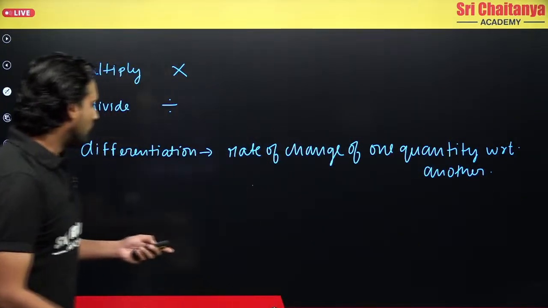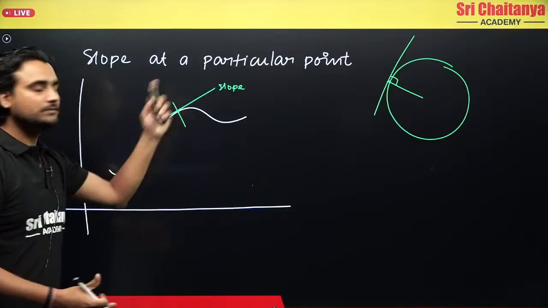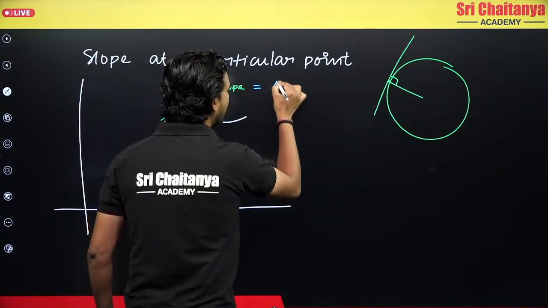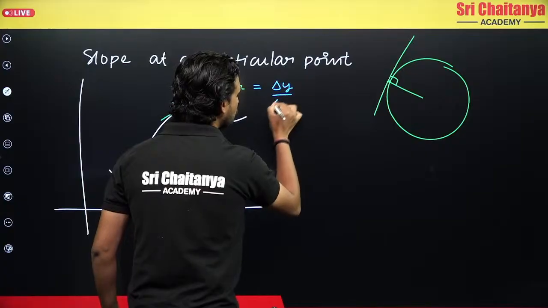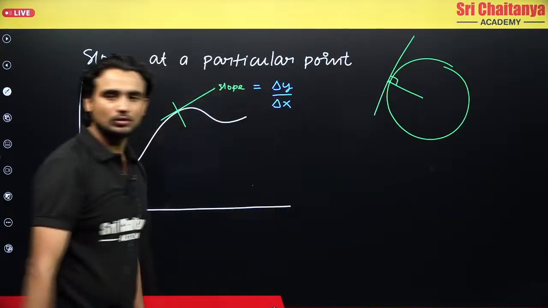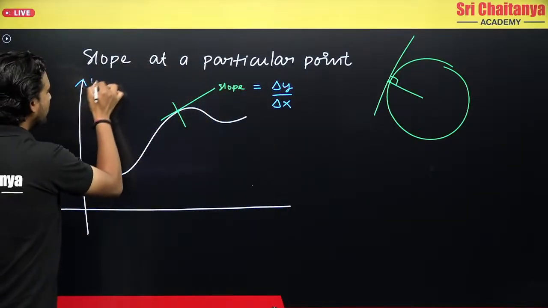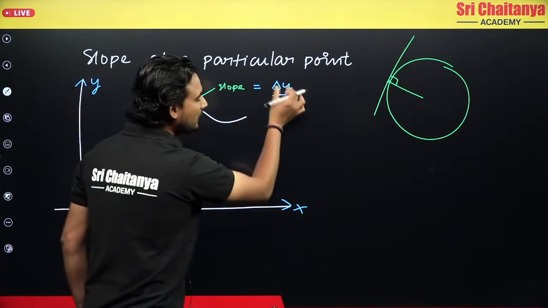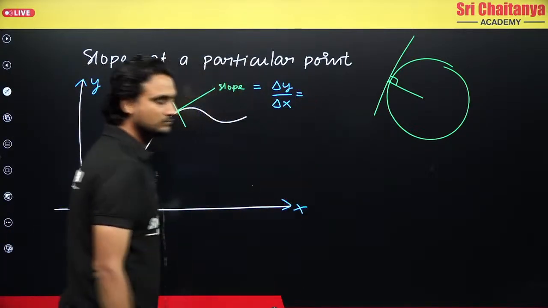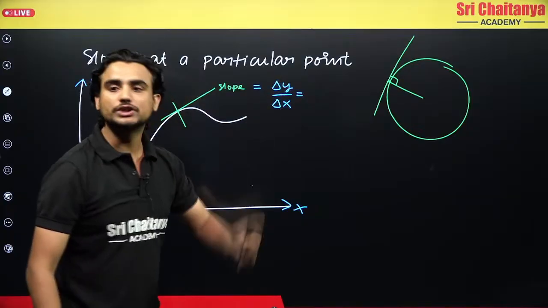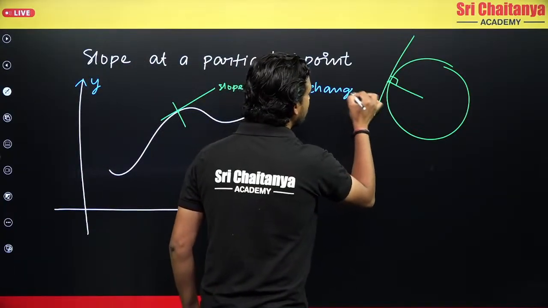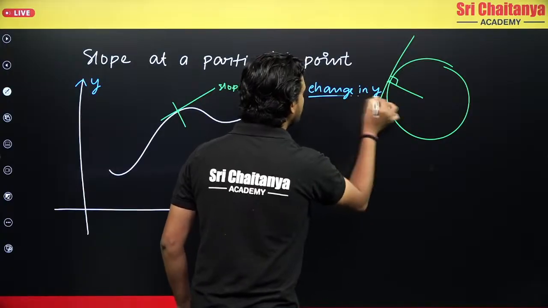First of all, I told you differentiation means slope. So what is slope? Slope is delta y by delta x, where y is my y quantity and x is my x quantity. So what is delta y? Change in y with respect to change in x. So I can say change in y quantity upon change in x quantity.